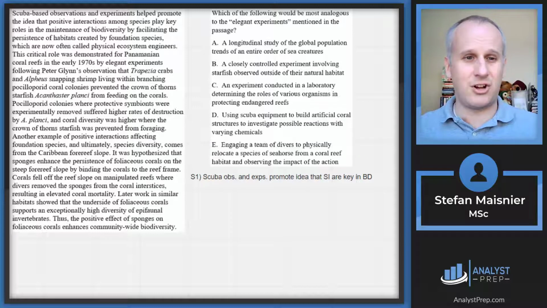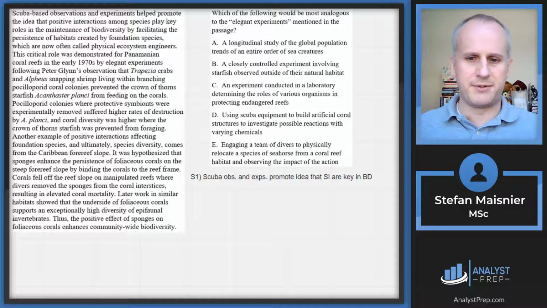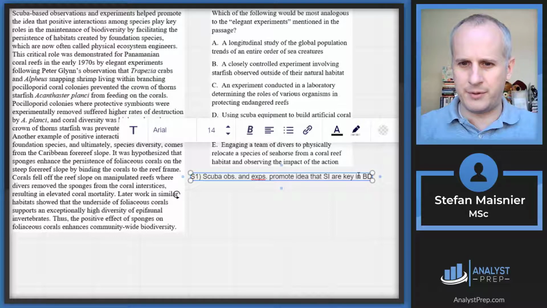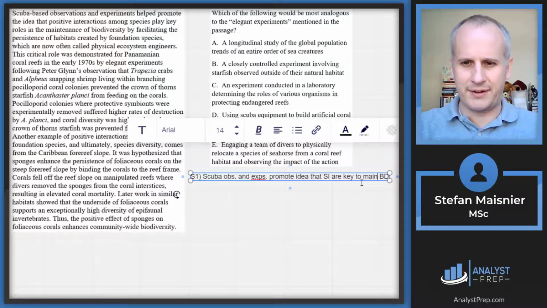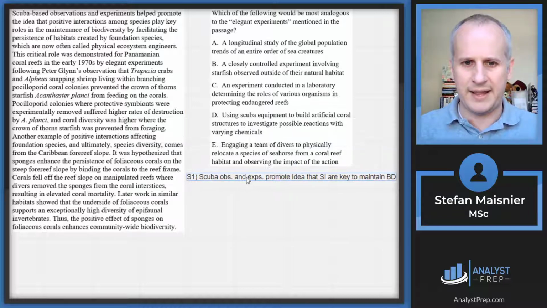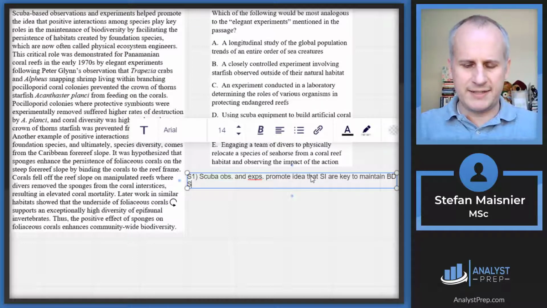Simple enough. That's all I really need to start so that I can engage with it and go, okay, this is what we're talking about. We've got scuba observations, and these observations and experiments have promoted the idea that species interactions are key in biodiversity. And we'll just simplify that, or kind of further that, by key to maintain biodiversity. So just give it a little bit more actual English phrasing here. But then we're going to move on to sentence 2.